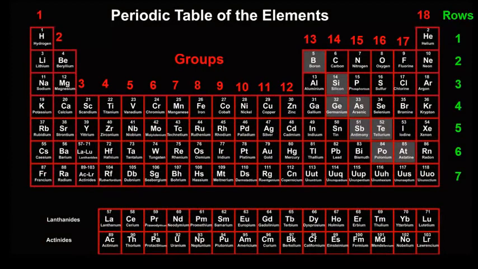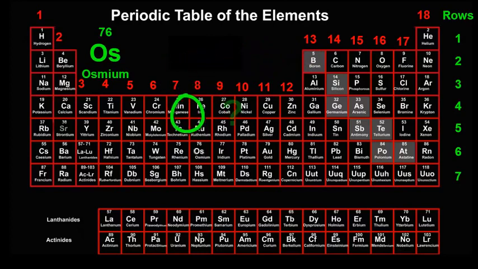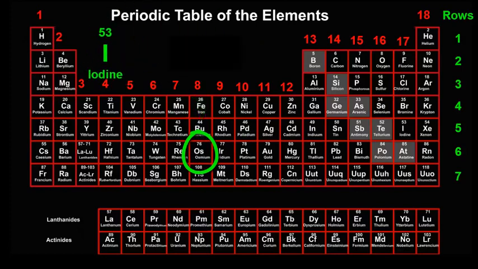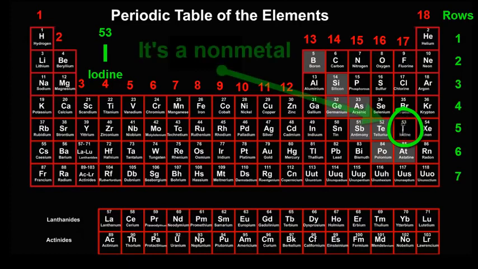Let's use the periodic table to predict whether an element would be a metal or a non-metal. How about osmium, atomic number 76? Osmium is to the left of the diagonal grey band, so it should be a metal. How about iodine? That's to the right of the diagonal line, so it's a non-metal.